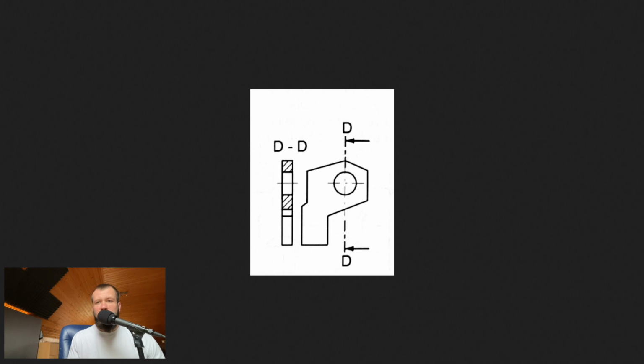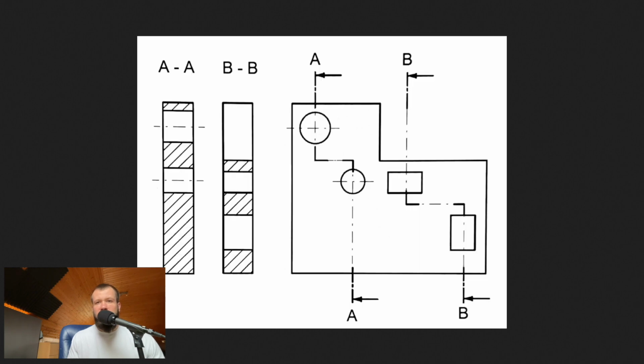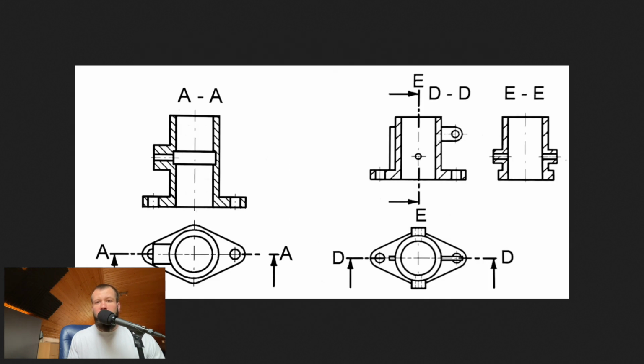When hatching a cut part, the standard universal hatching pattern is used, with parallel continuous thin lines at an angle of 45 degrees to the main contours of the part. This is how the cut looks when the cut is in one plane of the part.